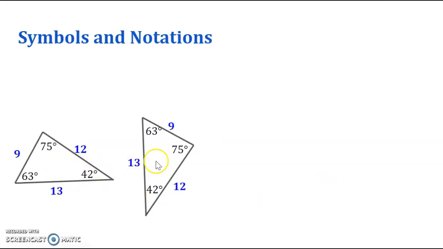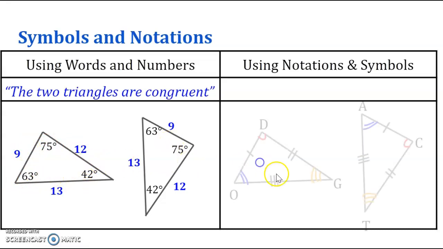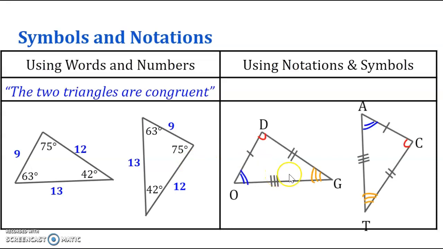And so we're moving from having numbers, or the measurements, to tell us that they are congruent, to now using notations and symbols. So two triangles are congruent when each of the angle measures and side lengths are exactly the same, or congruent. But now we can move on to using notations and symbols like this, and we can come up with a congruence statement. This is what we call a congruence statement, triangle DOG.